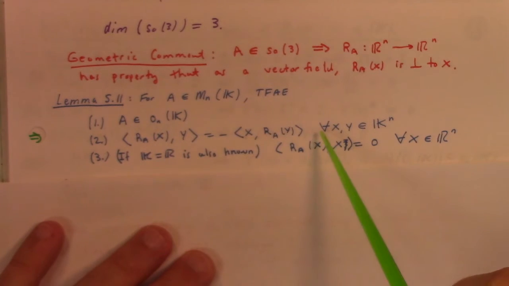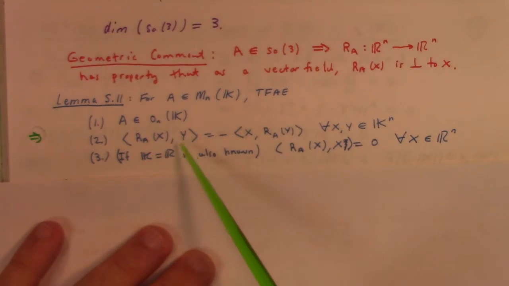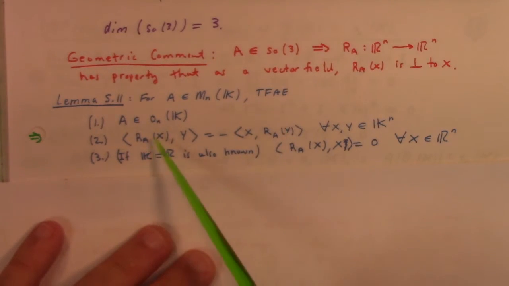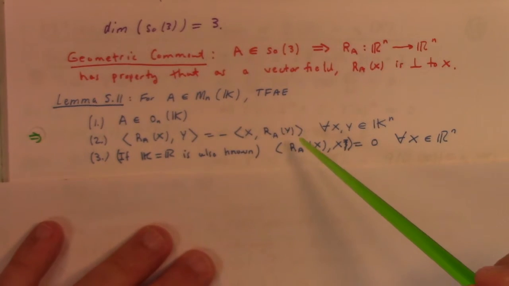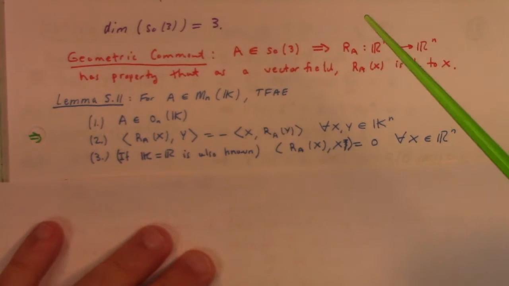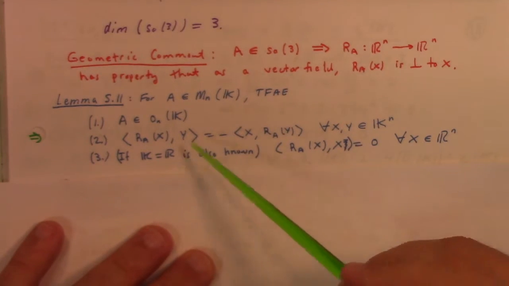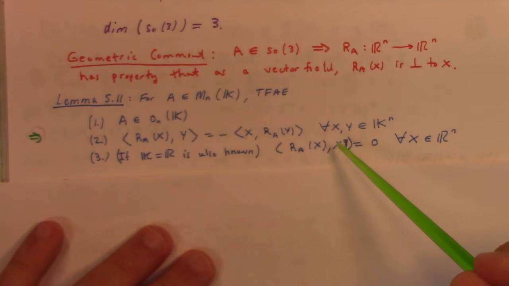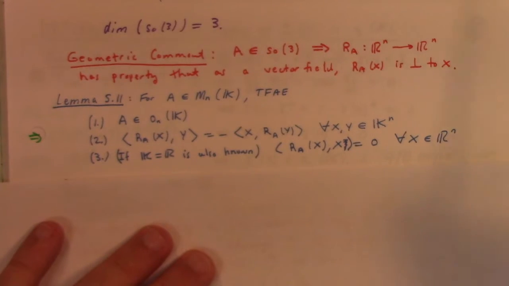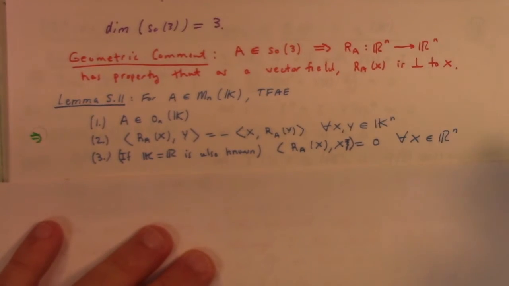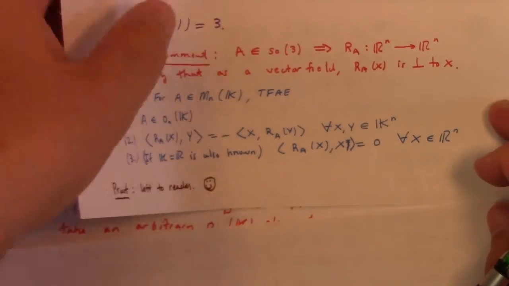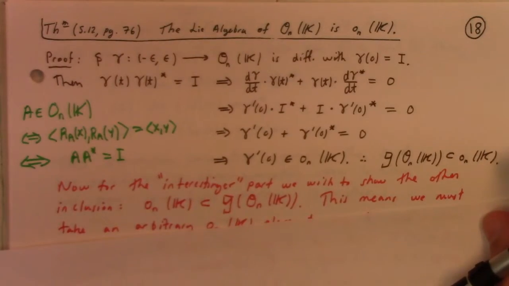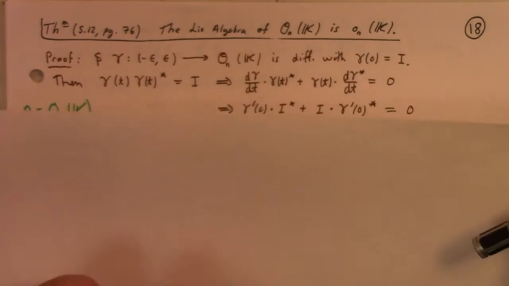RA is not exactly symmetric, it's anti-symmetric, right? I mean, minus pulls out here with respect to the standard inner product. And then if you have the real case, then you also have that RAX with X is equal to 0. In other words, this claim here that it acts perpendicularly. Now the proof is left to the reader because the current expositor is lazy.